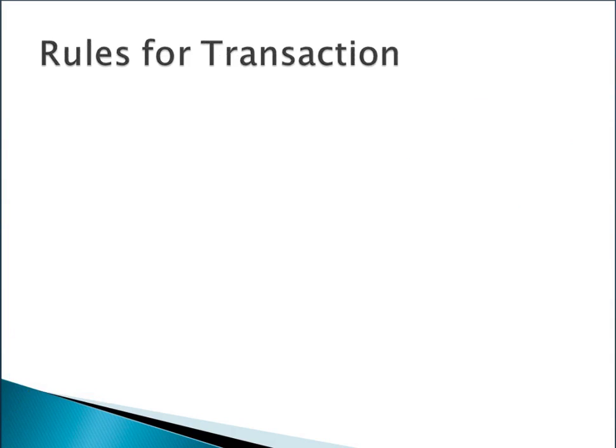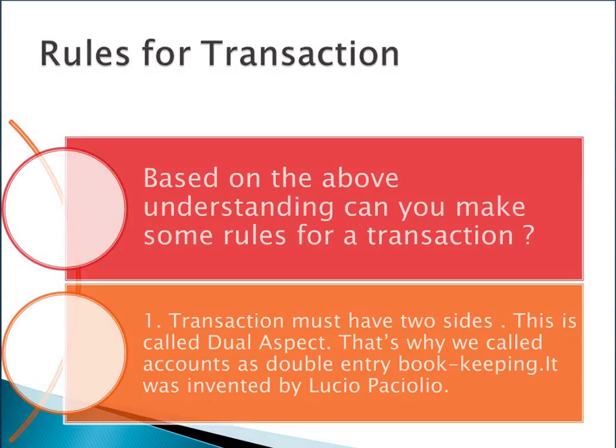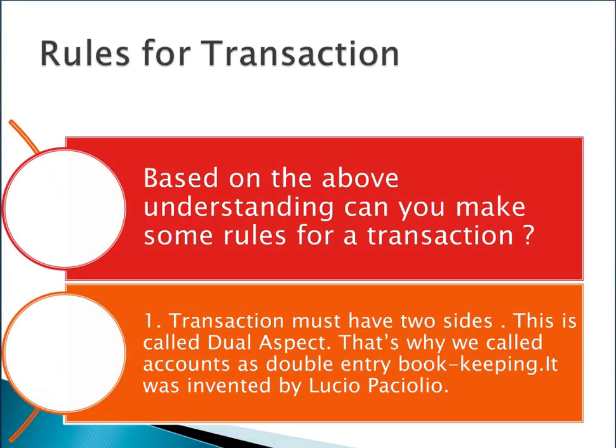Now there are certain rules for a transaction. Based on the above understanding, can you make some rules for a transaction? There has to be money involved. Yes, there has to be money involved. Before that, there has to be two sides. This is called the famous dual aspect. Like how many hands you require to clap? You require 2 hands. So this is what we call in accounts as double entry bookkeeping. Double entry bookkeeping. Very famous. It was invented by Luca Pacioli.